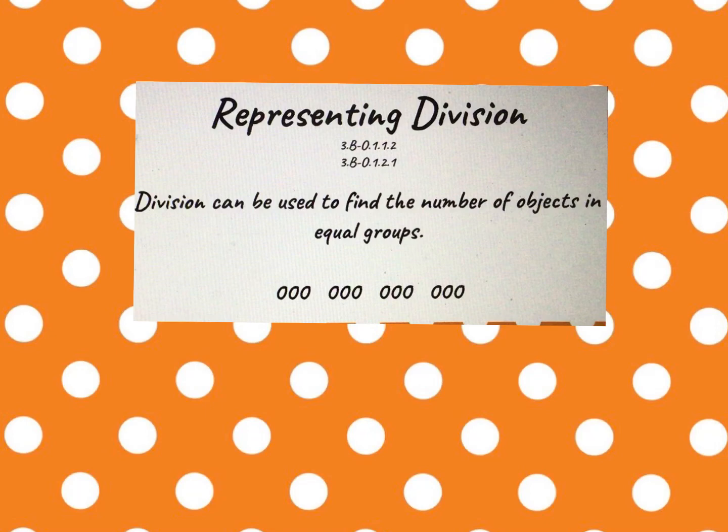Hey friends, today what we're going to work on is representing division. You're going to see a lot of similarities to multiplication. And division can be used to find the number of objects in equal groups. So for example, we might know that we have 12 total.